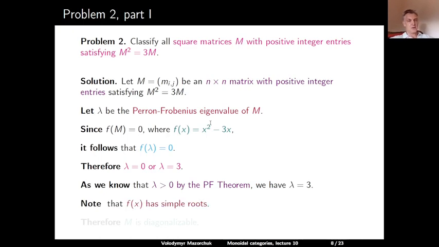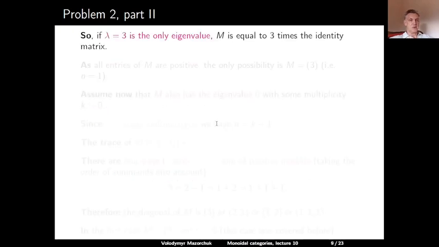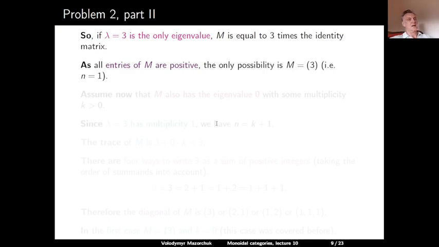Also note that our polynomial f(x), x squared minus 3x, doesn't have multiple roots. It has 2 roots and they both are simple. But this means that our matrix M, which is annihilated by this polynomial, must be diagonalizable. So, if our matrix M has only one eigenvalue, which is lambda equal to 3, then M must be equal to 3 times the identity matrix. And all entries of M are positive. This means that the only possibility is that M is equal to the 1 times 1 matrix 3.